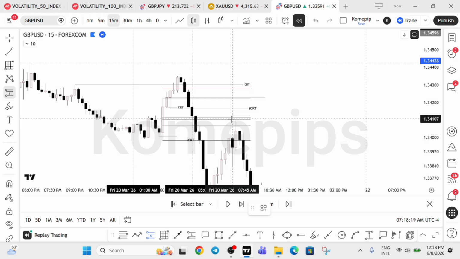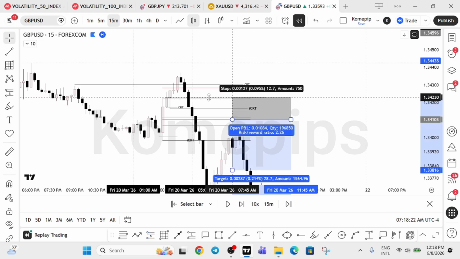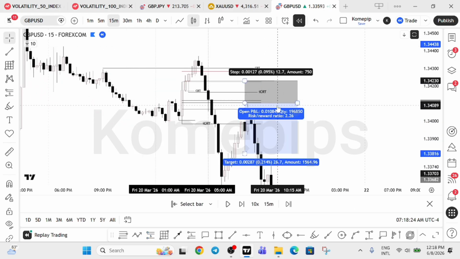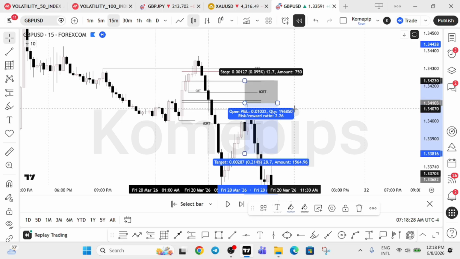However, there's something I want to show you. Do you notice that price did not tap this? That's because usually when trading with the Komepips ICRT, you always get sniper entries. That's the secret behind all of my sniper entries that I send to the free Telegram channel.